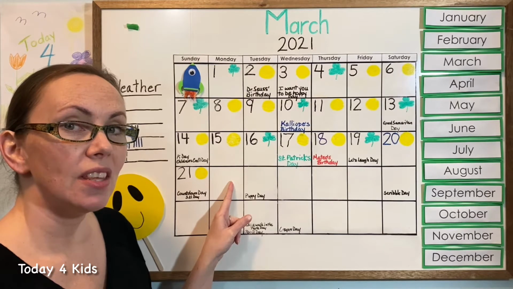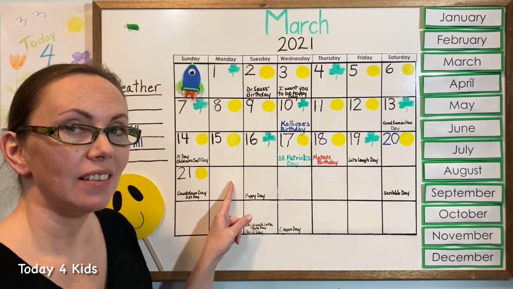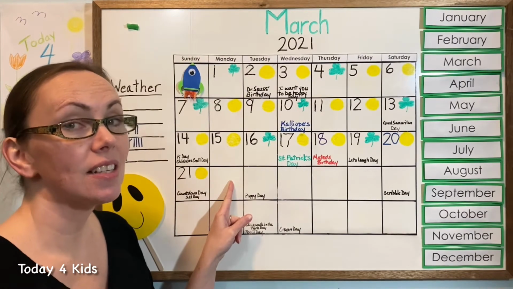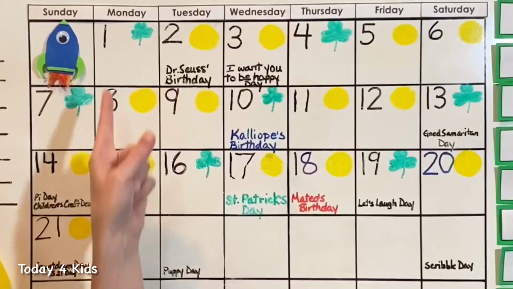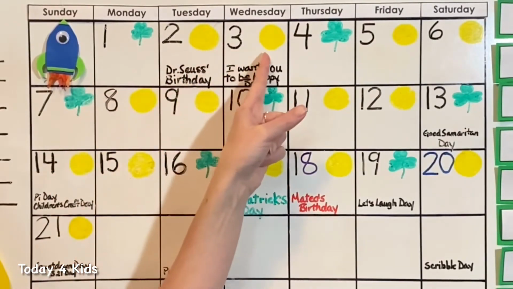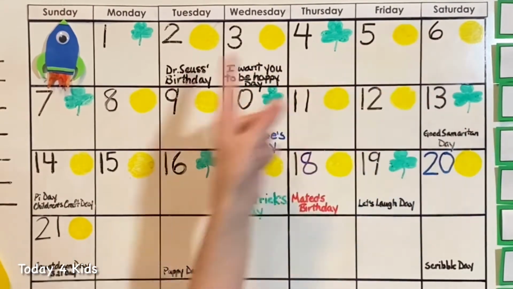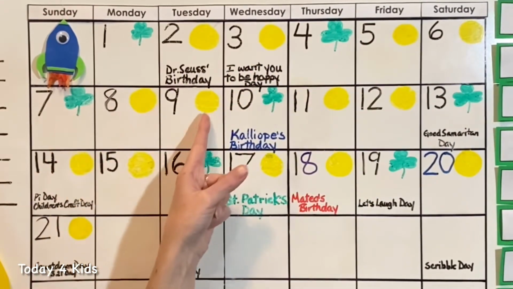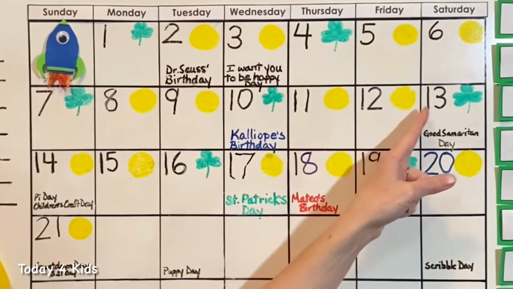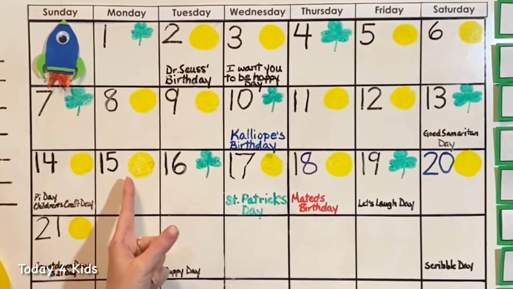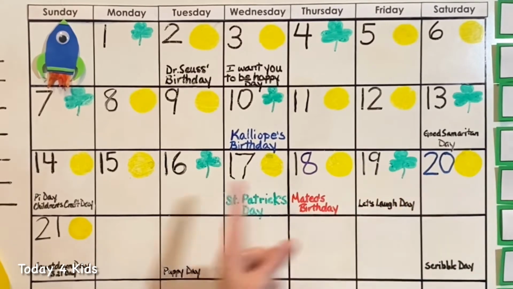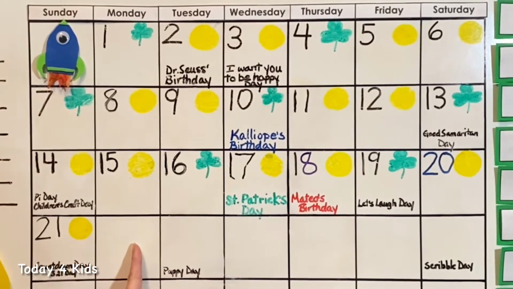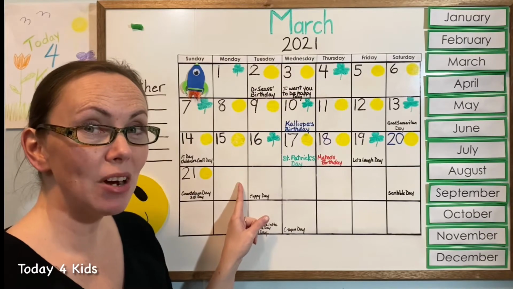What do you think the shape is going to be today? I hear some great guesses. Let's go back to the top of the calendar and do the pattern together. Are you ready? Green shamrock, yellow circle, green shamrock, yellow circle, green shamrock, yellow circle, green shamrock. Did you guess green shamrock?